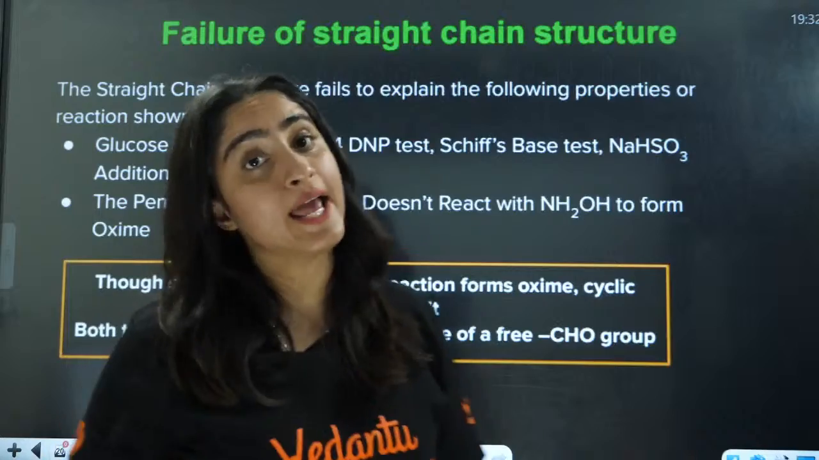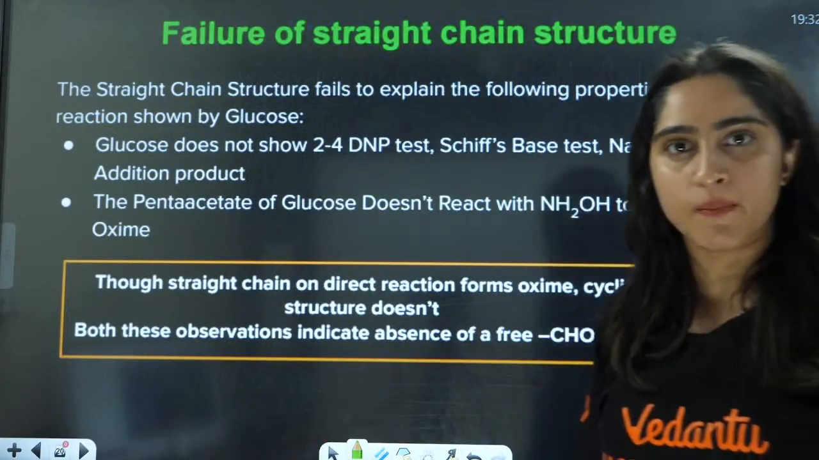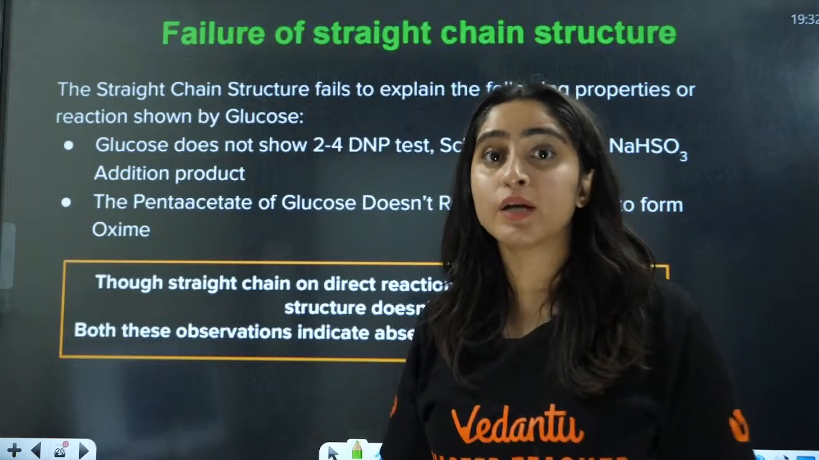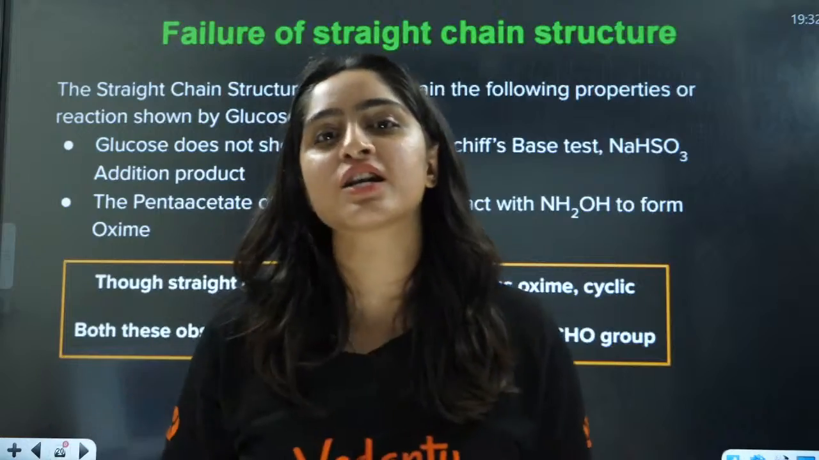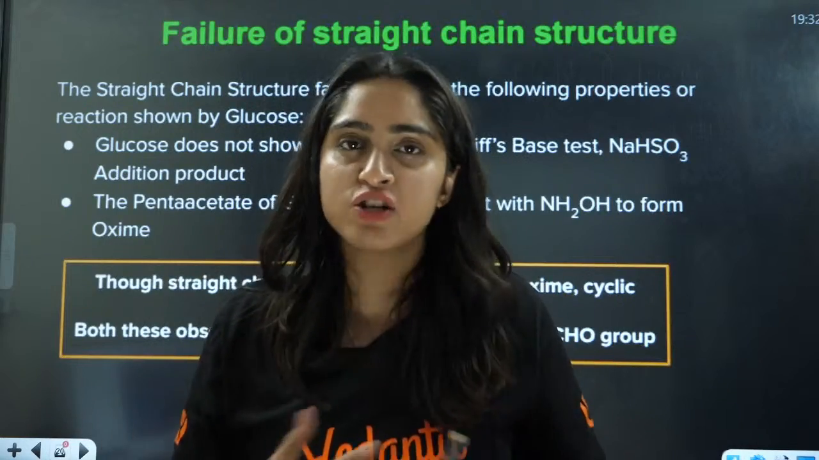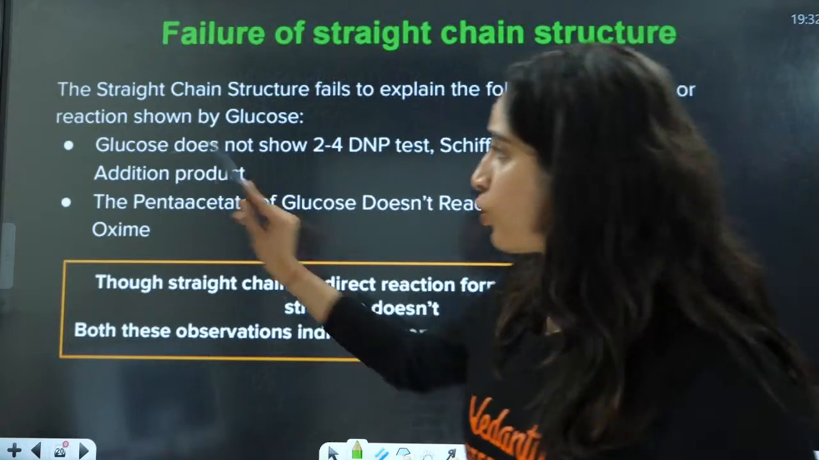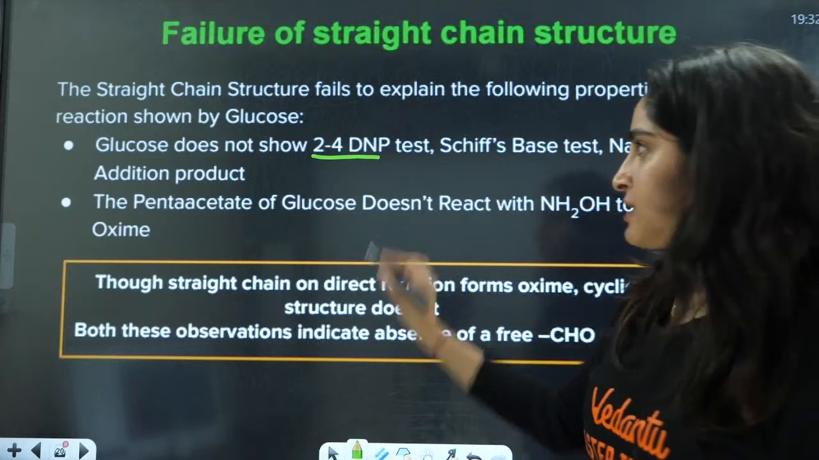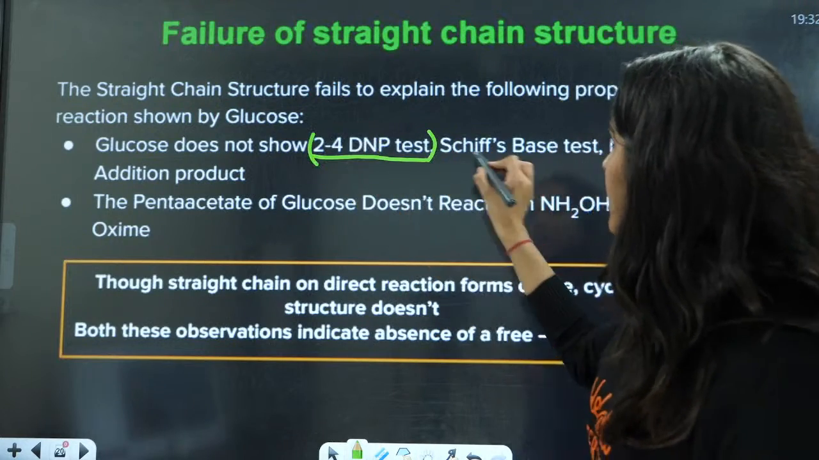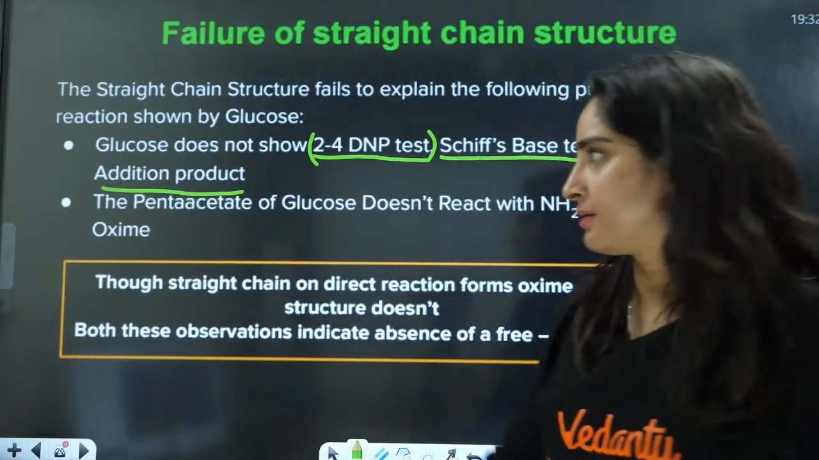Now, next we have the failure of the open chain structure. Why did it fail? Why do we have to draw the closed ring structure here? What was the use of that? It was needed because glucose does not show the 2,4-DNP test, Schiff's base test, or the NaHSO3 addition product.